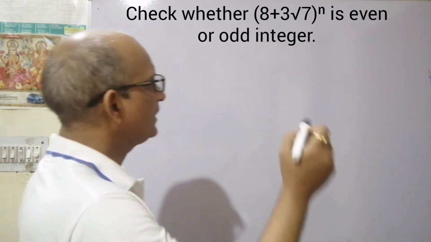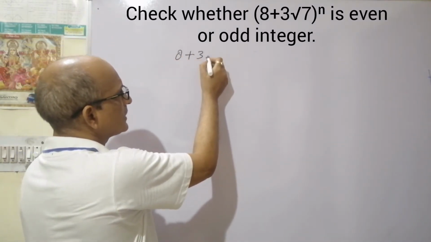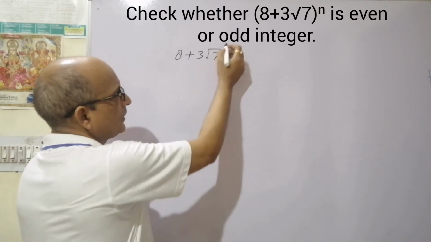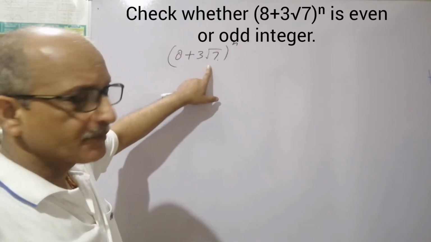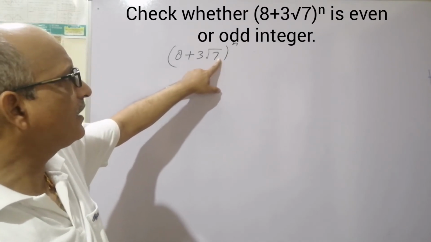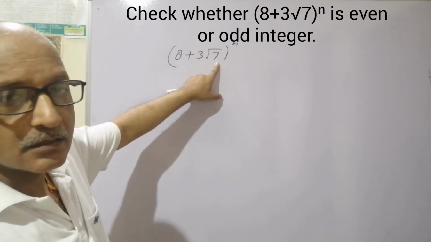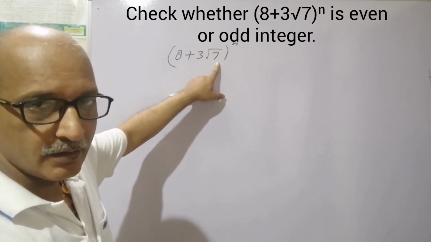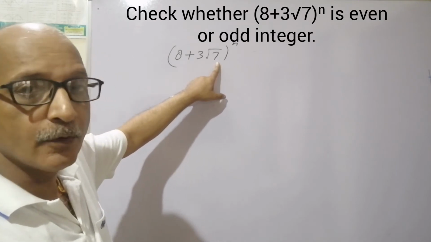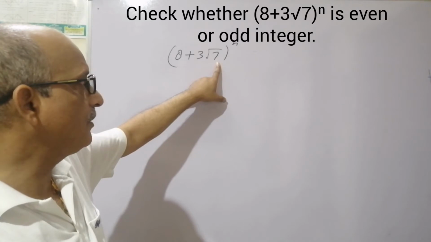First of all, I would like to take an example. The question is actually (8 + 3√7)^n. This is to be checked, whether after the expansion it has its integral part even or odd. We have to be focused on it. Let's see. I'm taking an example before coming to it.